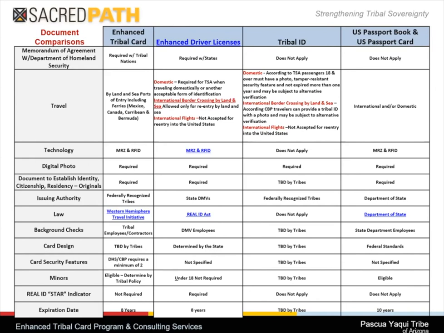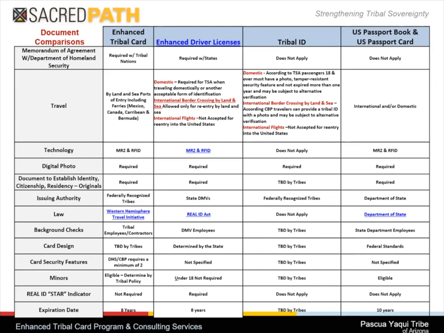Just for example, I want to compare an ETC card and a tribal ID when you're trying to outweigh the benefits. So in this grid here, you would go to the travel column on the left in gray, and under enhanced tribal card, you'll see that you can use that card for international travel to the areas described. And because it's WITI compliant, you can also use it for domestic travel too. Your members wouldn't need to go and get an EDL if you already offer an ETC card to them.